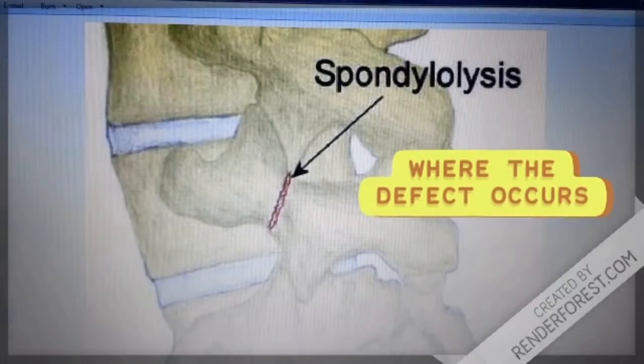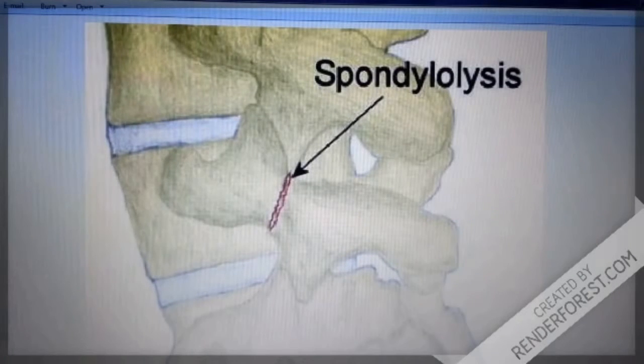Here is a video showing and explaining where the Parr's defect takes place. Spondylolysis refers to a defect in the vertebral column, and it's usually talking specifically about a defect in the pars interarticularis.